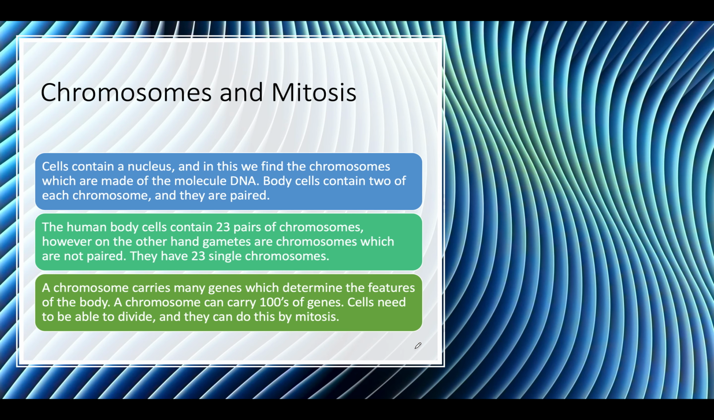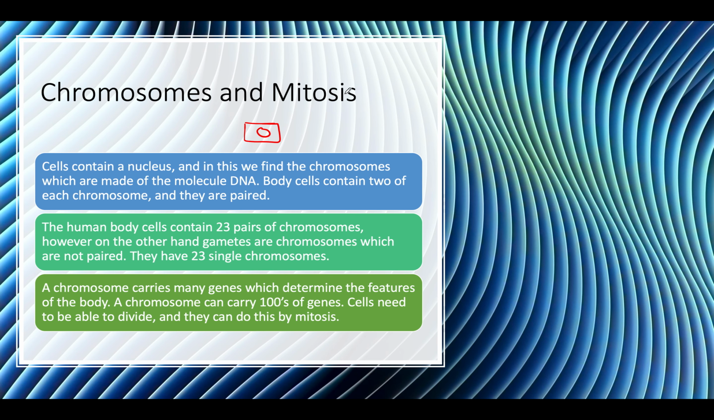Cells contain a nucleus. So I'll draw a cell over here, it's just a cell, and we have a nucleus inside the cell. And in the nucleus we find chromosomes, which are made of the molecule DNA. So chromosomes hold the DNA. The body cells contain two of each chromosome and they're paired.